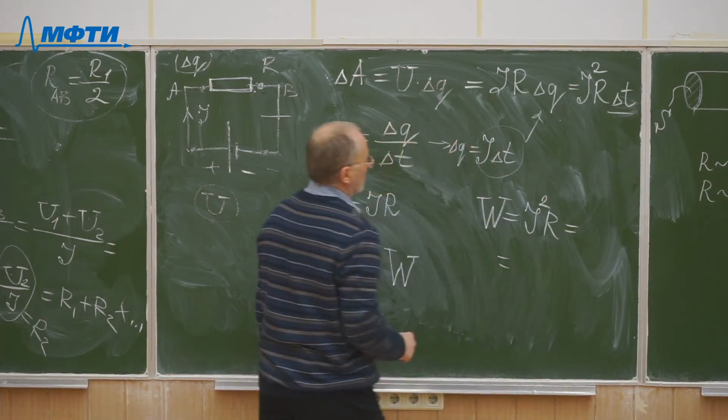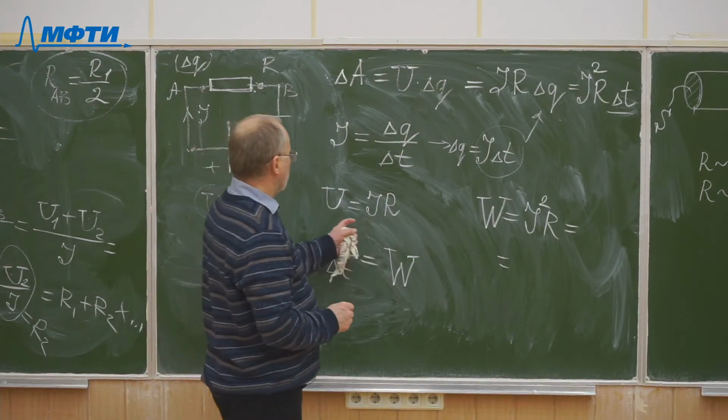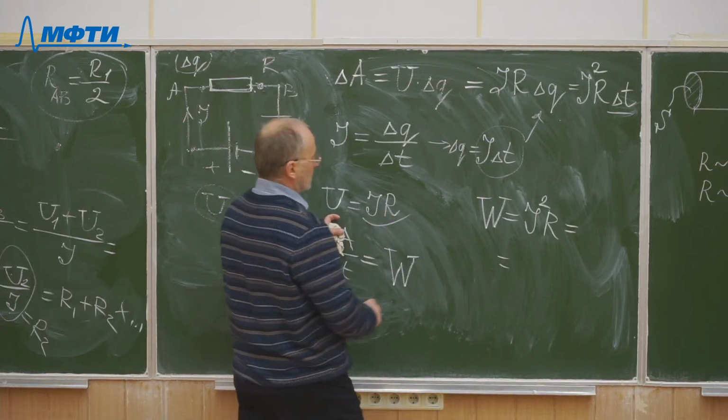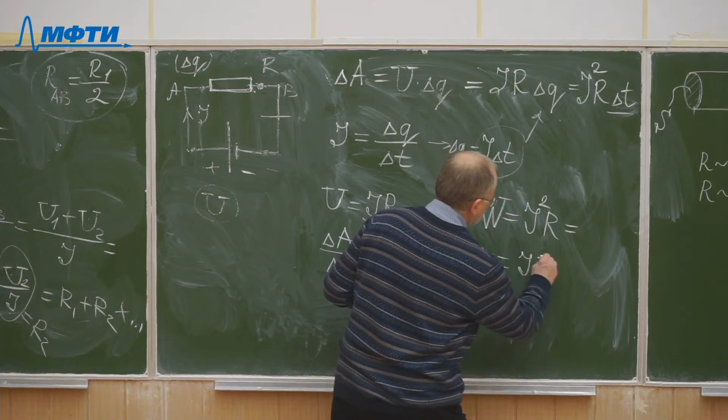Also, this formula may be put as, because current times resistance R is voltage, then this will be current times voltage.